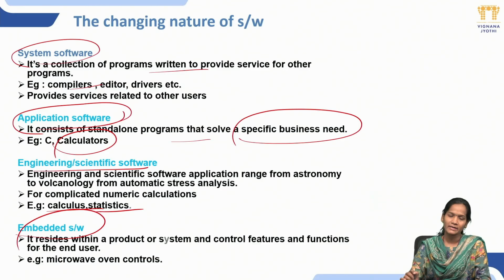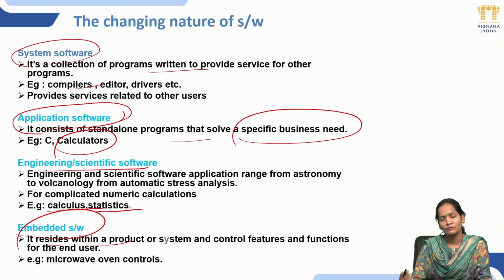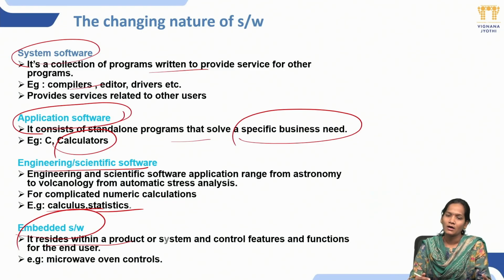And embedded software, see, depends on the user requirement, depends on the user need. We can increase or decrease, we can go up and down, we can do some modifications, as we said, within the product or system, and control features and functions of the end user. See, we can take it as microwave oven controls. When we want to increase or decrease the temperature, we can go with this microwave oven. According to the features we have, we can control everything. So that is about the embedded software.